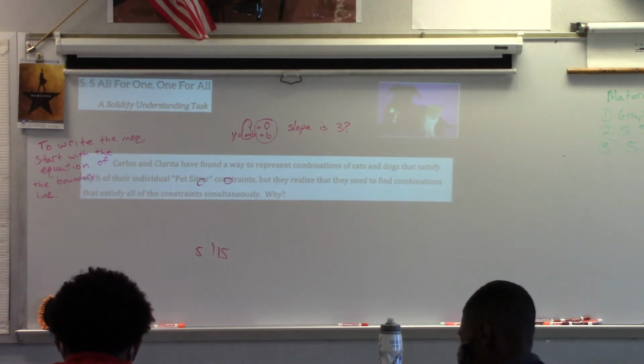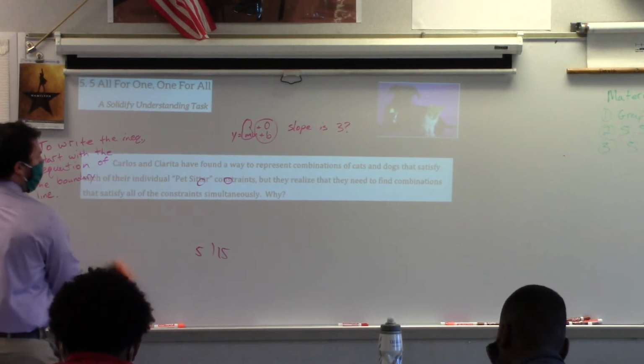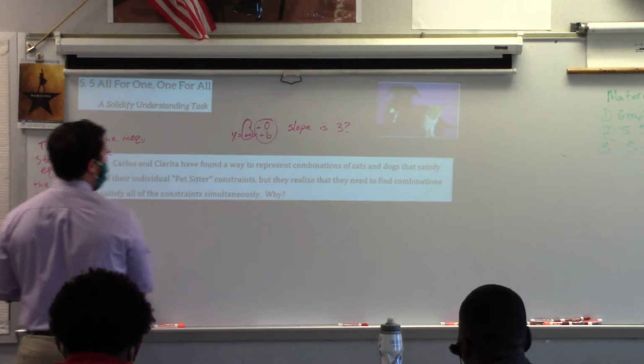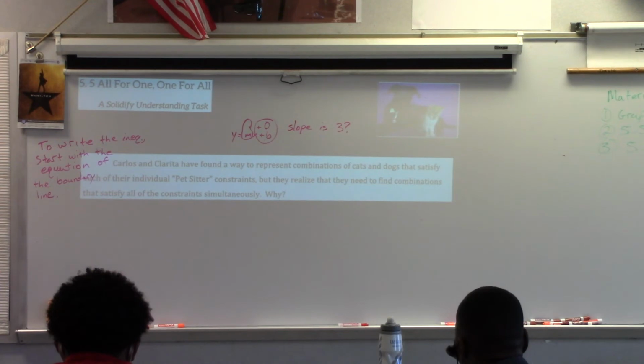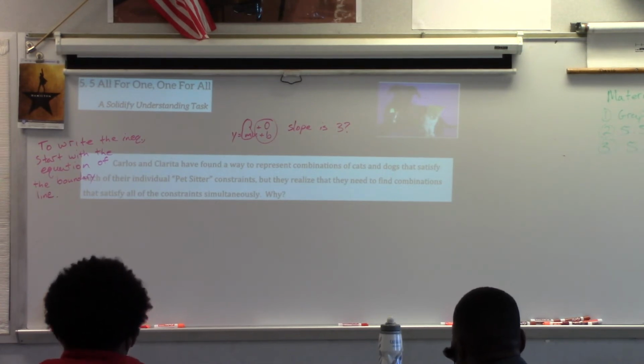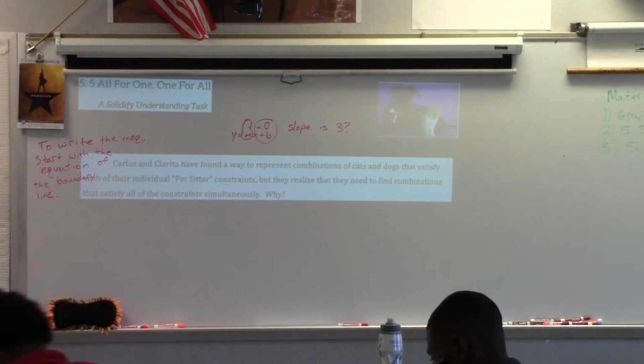So yesterday we looked at this idea that Carlos and Clarita have found a way to represent combinations of cats and dogs that satisfy each of their individual pet sitter constraints, but they realize they need to find combinations that satisfy all the constraints simultaneously, or at the same time. Why do they have to find combinations that work for all of the constraints? We should have written this down yesterday.